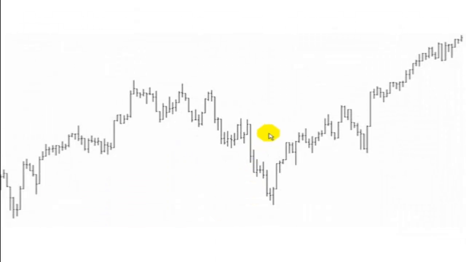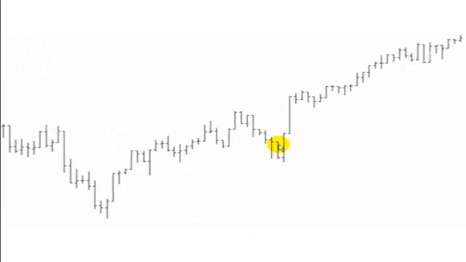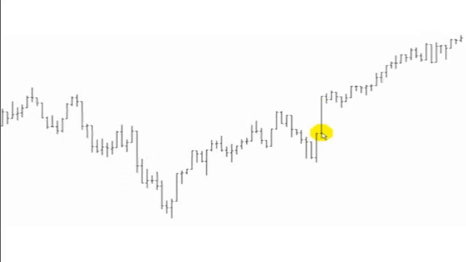Okay, so now we're looking at a simple chart here, okay? And this could be an index chart, a stock chart, a futures chart, whatever, okay? It doesn't matter. What we're looking at right now is a daily chart, okay? That simply means that every single one of these bars here is simply a daily bar. And remember, we're looking at different peaks and troughs.